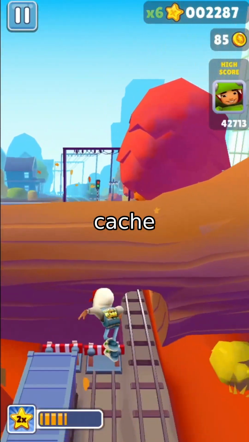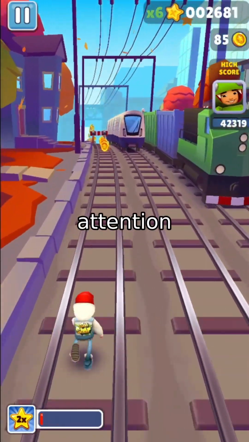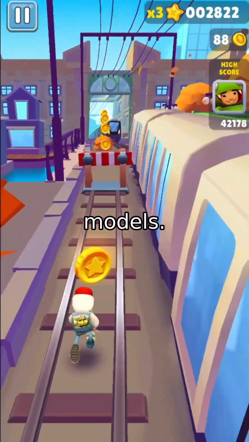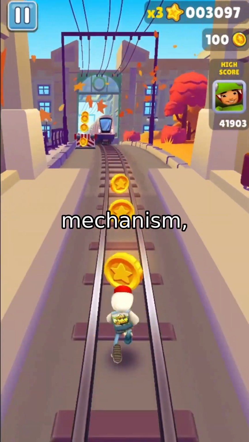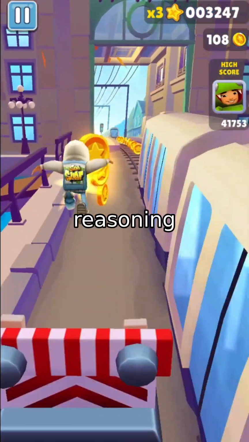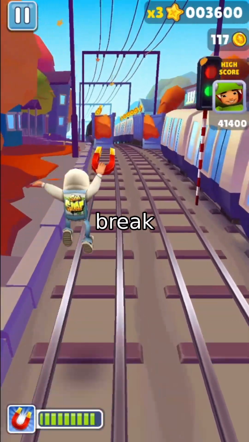Existing methods for KV cache compression, like dropping less important tokens or reallocating full cache to certain attention heads, struggle with reasoning models. Why? Because they treat the KV cache as a passive storage mechanism, when in reality, it's the carrier of reasoning itself. When you compress it too aggressively, you don't just lose data, you break the logic.